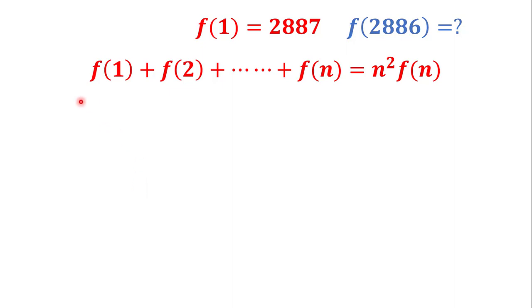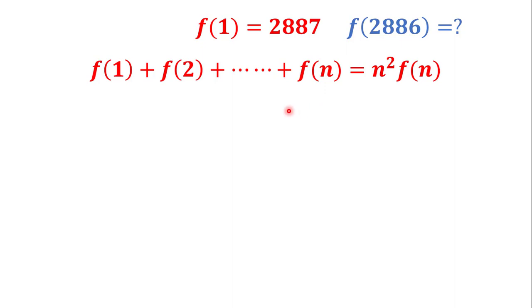In this video, we are given f(1) + f(2) + ... + f(n) = n squared times f(n), and f(1) equals 2887, and we are going to find the value of f(2886).